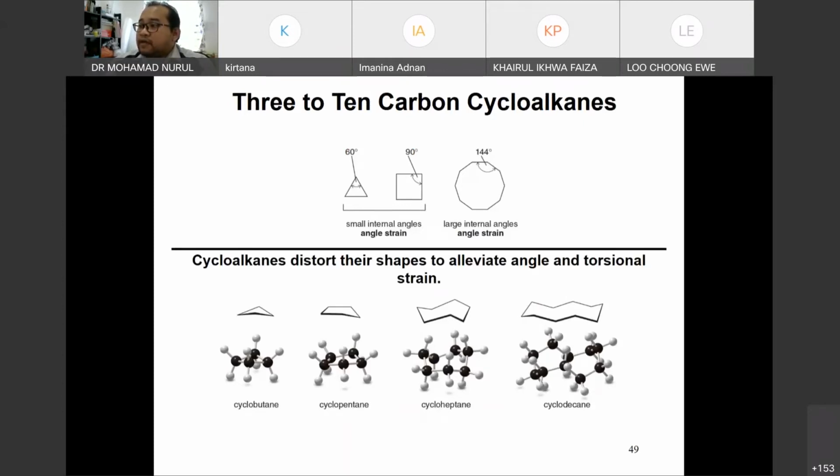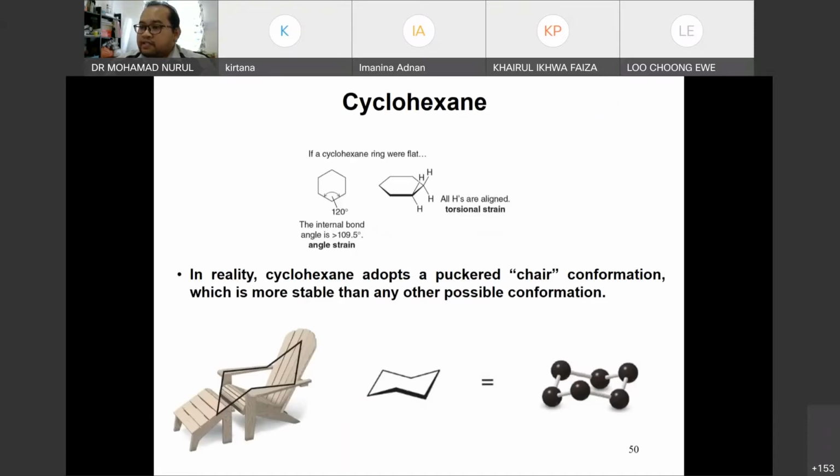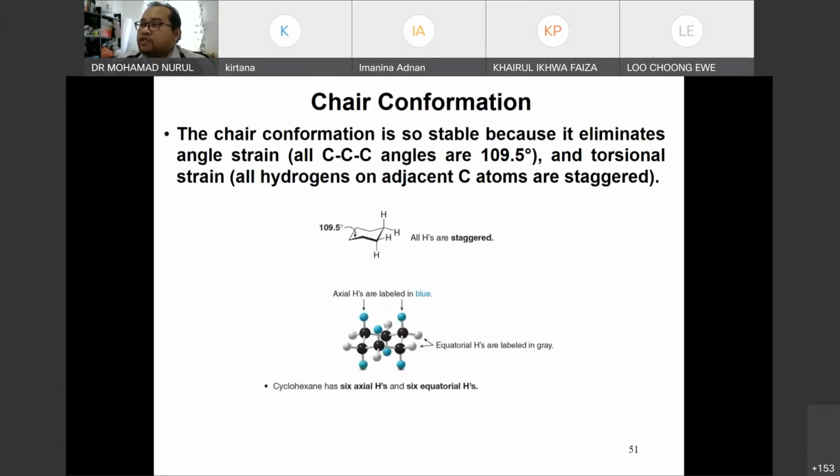So this is kind of a drawing orientation for the cyclic compounds. For cyclohexanes, we are going into the new topic, cyclohexanes. Okay, in reality, cyclohexane adopts the puckered chair conformation, which is more stable than other possible conformations. The chair conformation is also stable because it eliminates angle strain, because cycloalkanes have to follow 109.5 degrees in the tetrahedral form.